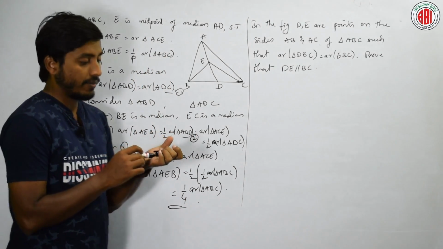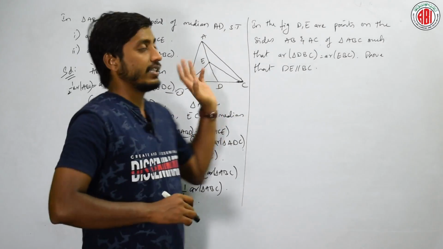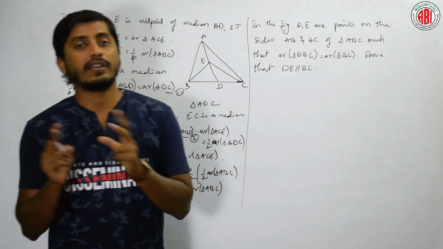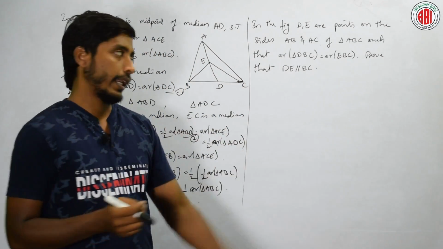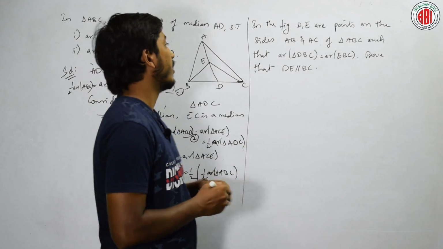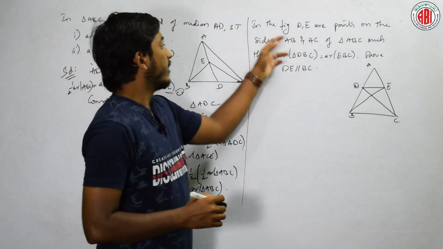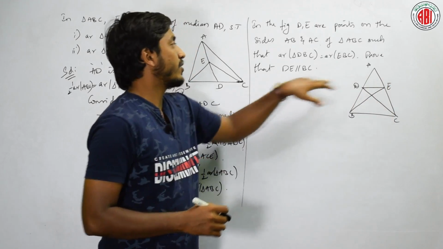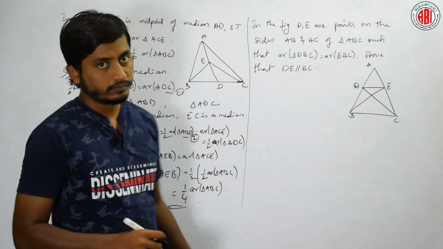The only thing you have to remember in this problem is a median divides the whole triangle into two equal halves. Okay. Next, look at this question here. In the figure, D and E are the points on the sides AB and AC. Okay.